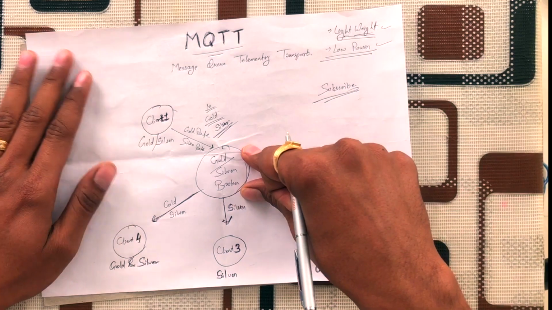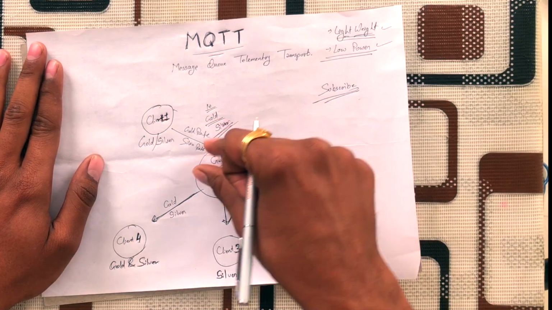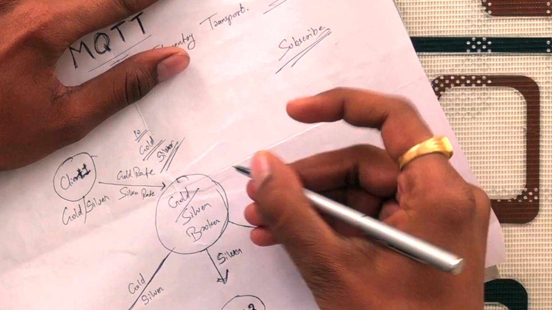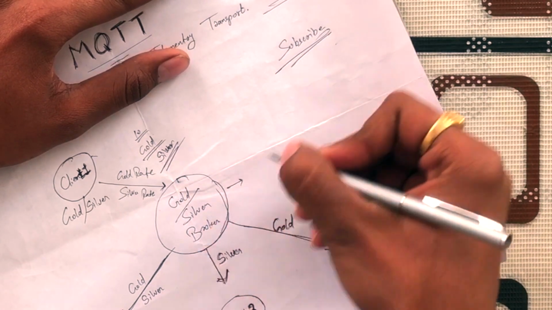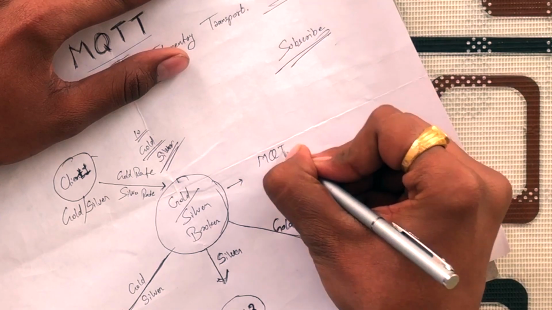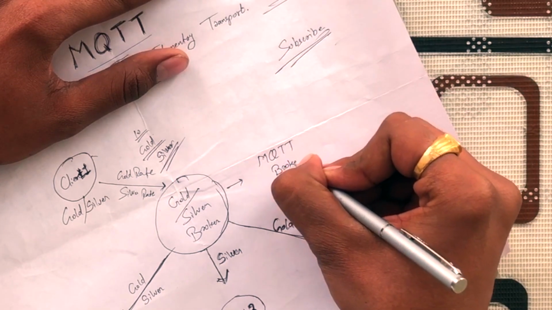Let's first thoroughly understand this, and then I will jump over to MQTT. I'm a gold and silver broker. I'm receiving gold and silver rates, and I'm transferring them to those who are interested, those who are subscribed. Very, very easy. Let's switch this particular example to the practical MQTT protocol working. So this is the gold and silver broker. Let's switch it to MQTT broker. Just try to relate the things. I am a gold and silver broker. He is an MQTT broker.